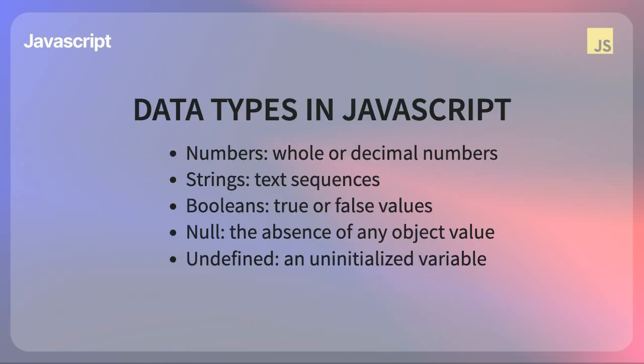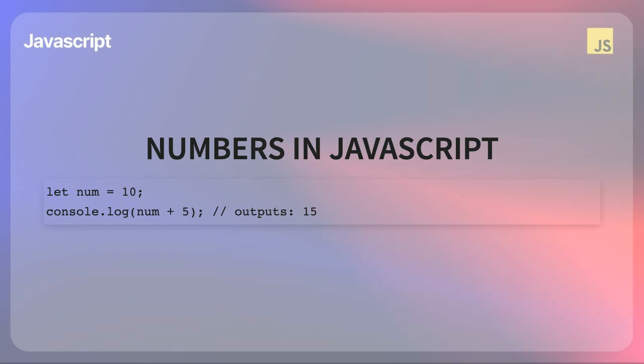In JavaScript, there are several basic data types: numbers, strings, booleans, null, and undefined. Let's explore each type in more detail. In JavaScript, numbers are used to represent numerical values. We can perform arithmetic operations on numbers using the plus, asterisk, and slash operators.